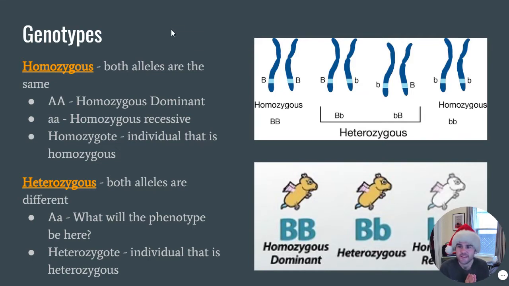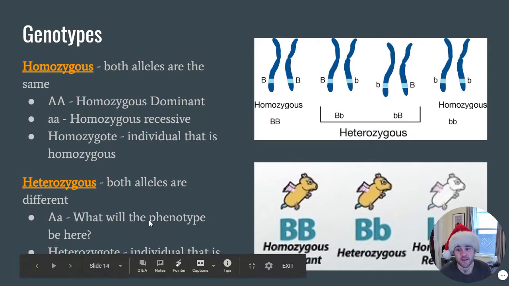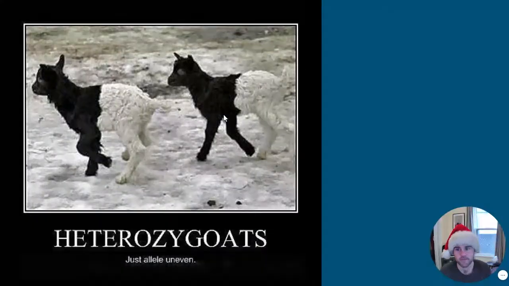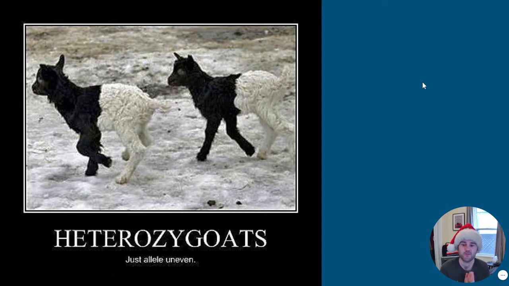And so when we look at our genotypes, when we're homozygous, we will either be homozygous dominant or homozygous recessive. We could refer to that individual as a homozygote. And heterozygous is big A, little a, which will express the dominant phenotype. So remember, the phenotype of someone who's heterozygous will be no different than someone who's homozygous dominant, but their genotype is very different, and that'll come into play when we start looking at Punnett squares. So we could refer to that individual as a heterozygote. And it's important to remember that heterozygotes are just allele uneven.